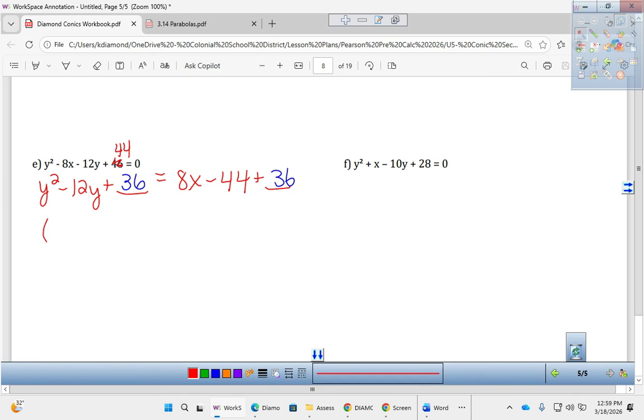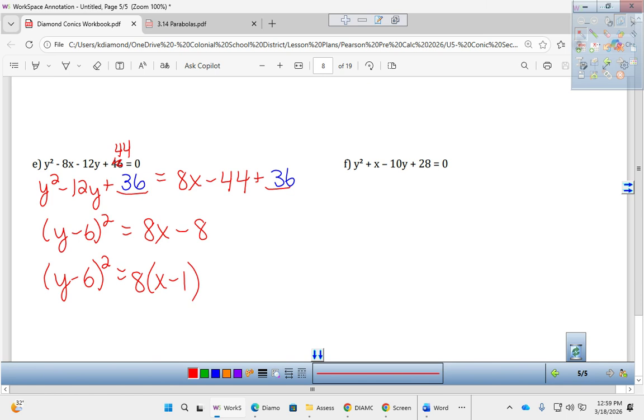Now I can factor this side to (y minus 6) squared. If I combine my like terms over here, negative 44 and positive 36, that's negative 8. I need my x to be in parentheses so that I have an h and a k, which means I do have to factor the right-hand side, but it's not quadratic. So the only way to factor it is to do GCF. So I'm going to divide an 8 out from each of these.